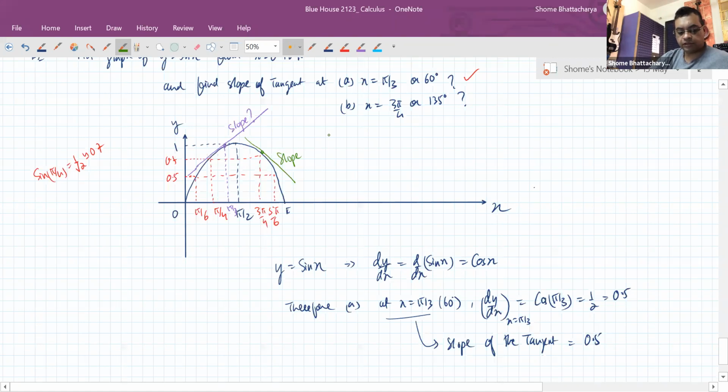Sir, in the solution A, at x equal to pi by 3, 60 degrees, dy by dx equal to, is that cos pi by 3? Yes, that's cos pi by 3 because dy by dx's value is cos x, no? So when we substitute the point, we have to replace x with pi by 3. Okay, sir. So it becomes cos of pi by 3. So we have to basically substitute this with x equal to pi by 3.